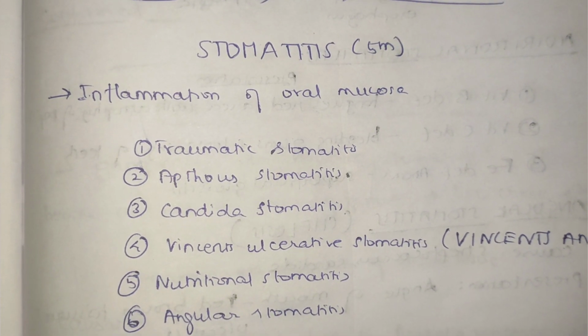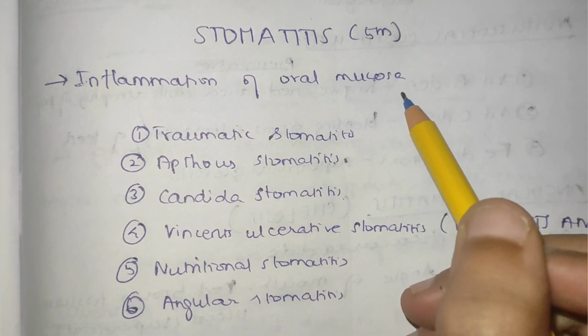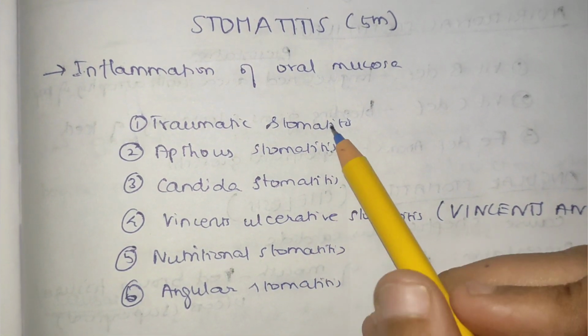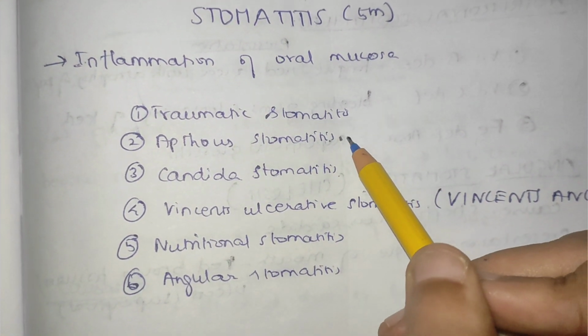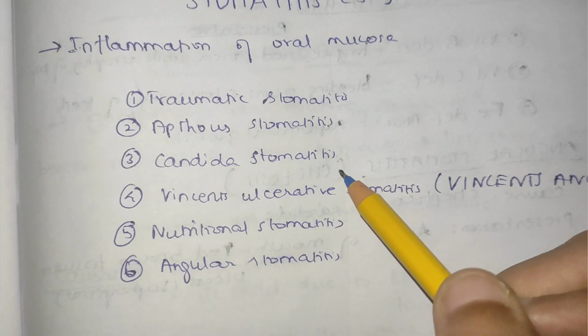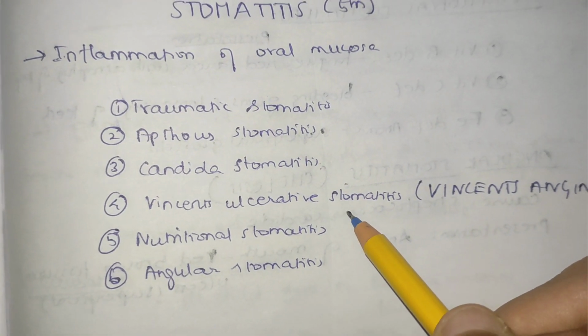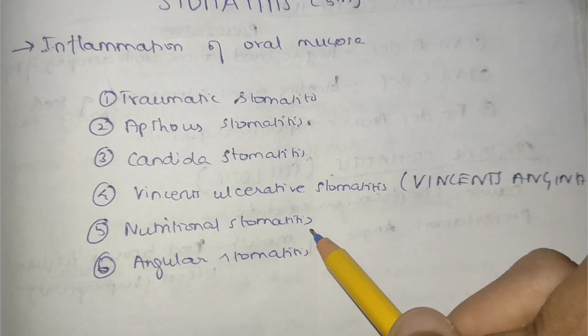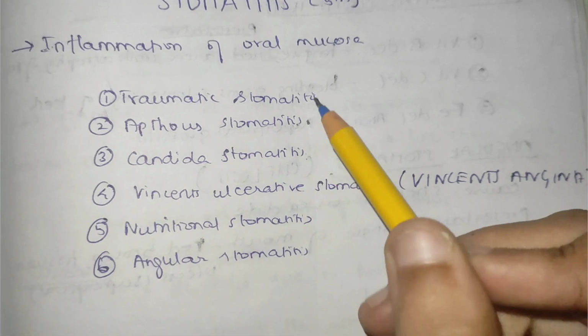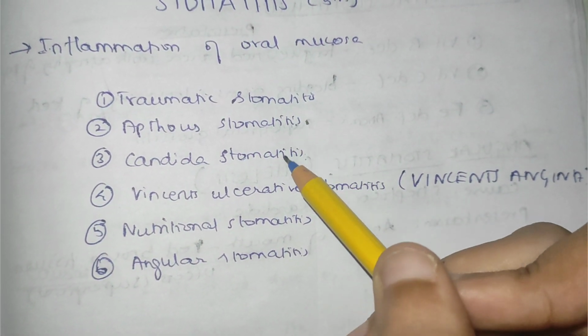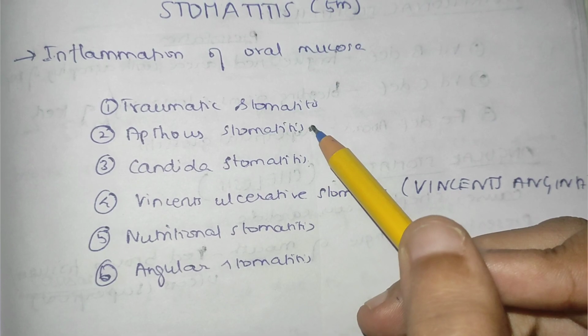So stomatitis, it is inflammation of oral mucosa. There are 6 types of stomatitis. The first one is traumatic stomatitis, aphthous stomatitis, candida stomatitis, Vincent's ulcerative stomatitis or Vincent's angina, nutritional stomatitis, and angular stomatitis. We'll see about each one of them with its causes and presentation.